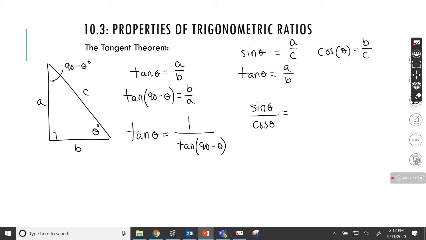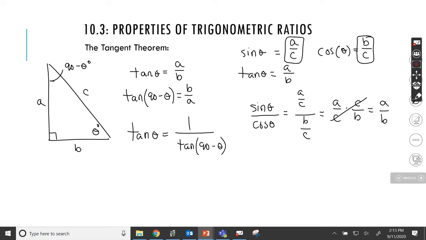Well, that's going to look like a over c divided by b over c. In order to do this, you have to remember how to divide fractions. When you divide by a fraction, it's the same thing as multiplying by its reciprocal. So that's the same as a over c times c over b. That's kind of neat, because the c's are going to cross out, and this is going to be equal to a over b.